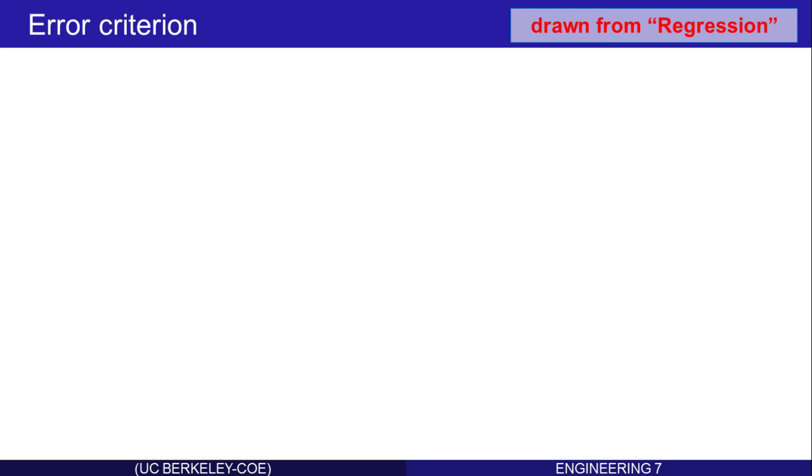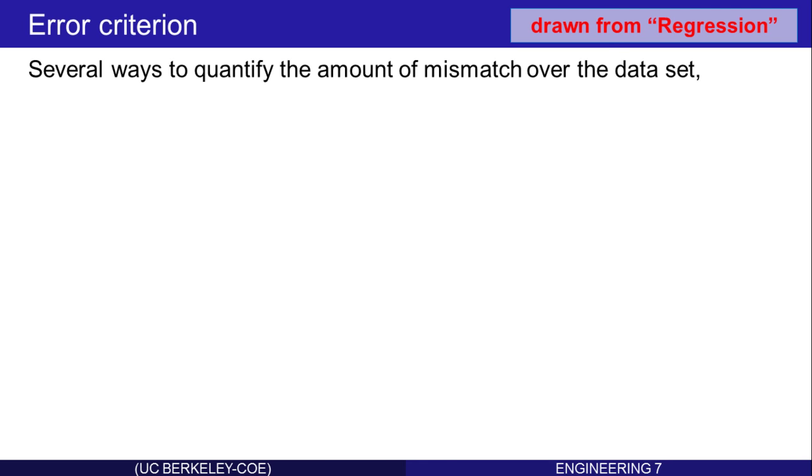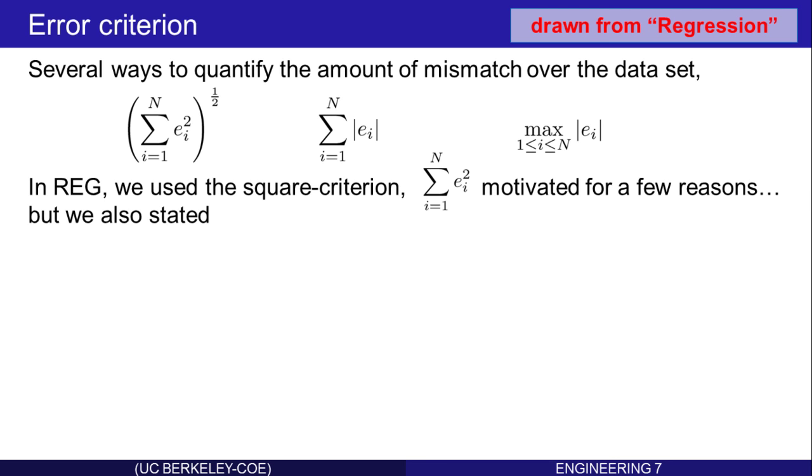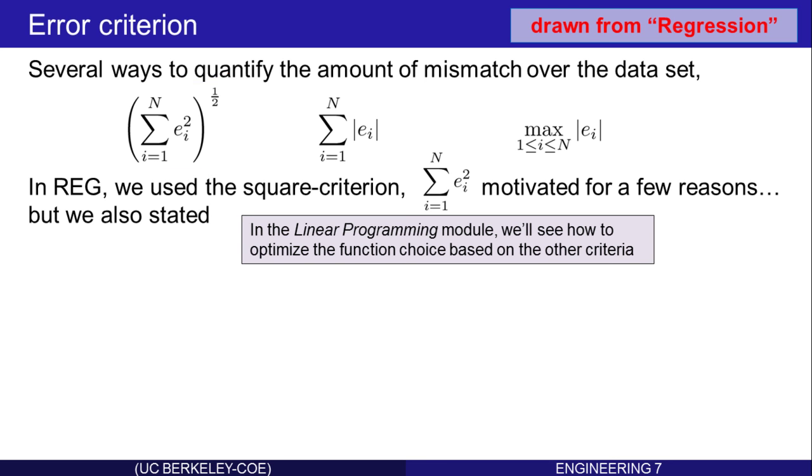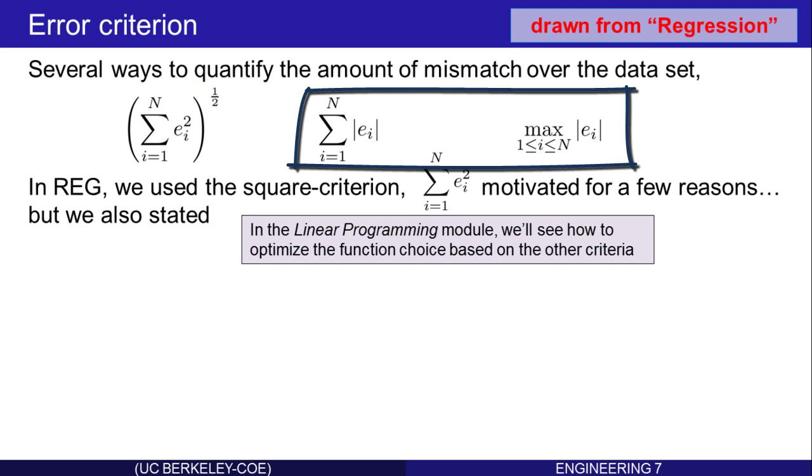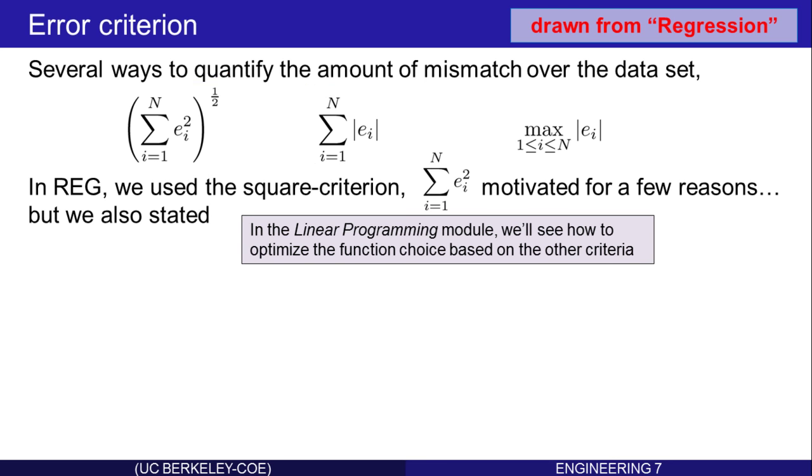This slide is drawn from the regression module, as well as some new ideas at the bottom. In regression, there were several ways to quantify the amount of mismatch over the entire data set: the square root of the sum of the squares, the sum of the absolute values, or maybe even just the maximum entry. In the regression module, we used the squared criterion, motivated for a few reasons. But we also stated that in the linear programming module, we'd see how to optimize the function choice based on the other criteria. And that's what we'll do right now in this unit.